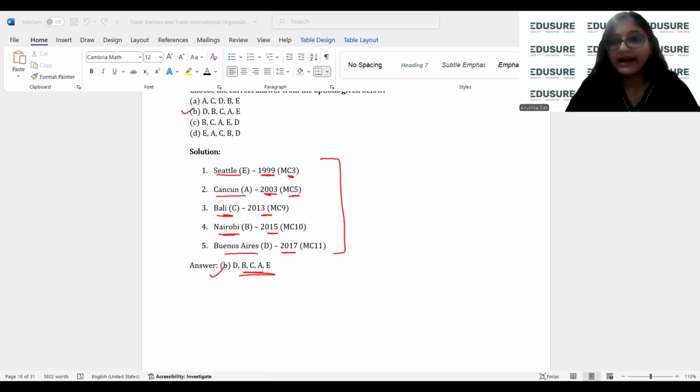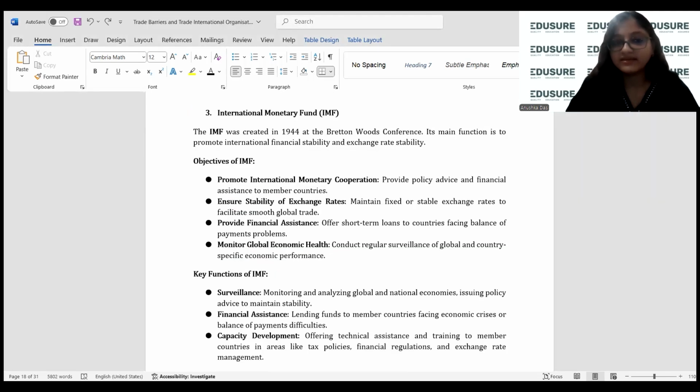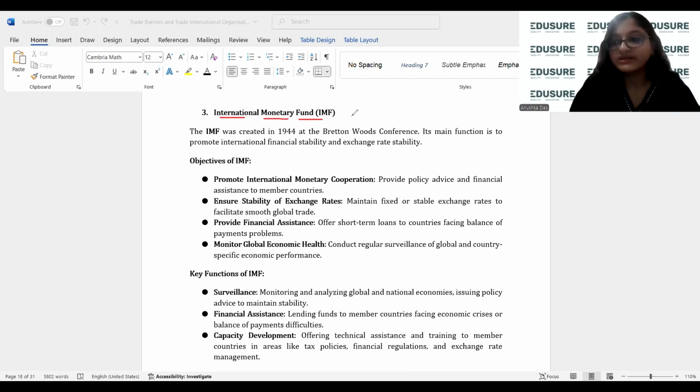So this was the March 2023 paper. Okay. So GATT and WTO is done. Now the next organization that is very important is the International Monetary Fund. So we all have heard this name before, IMF. Okay, so let's talk about IMF now.